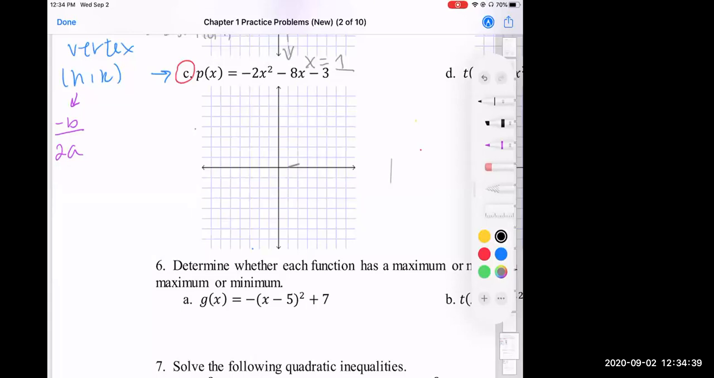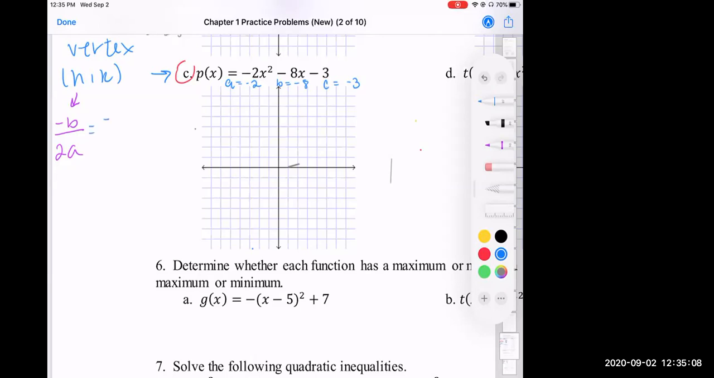Now, what are this A and B that I see in that function? A and B come from our equation. My A would be -2, my B would be -8, and my C would be -3. That's where I get those numbers. They're the coefficients of our quadratic. All right, let's plug them in.